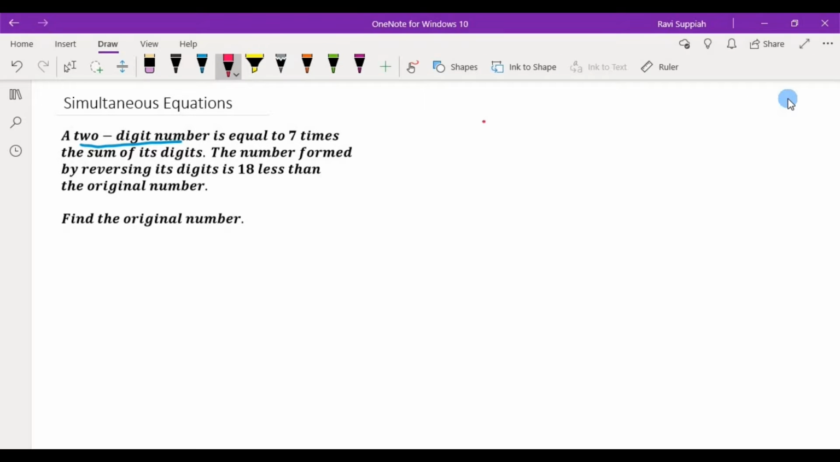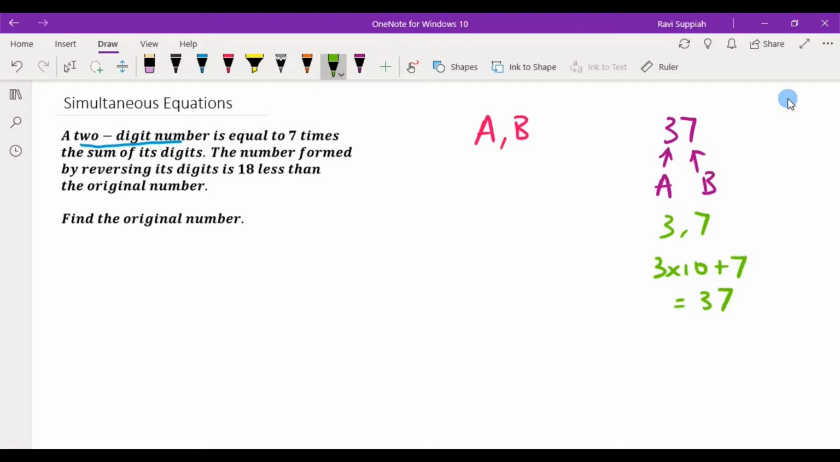Okay, let's first define our two digits. Let's call them A and B. If the number was, for example, 37, then A would be 3 and B would be 7. A represents the digit in the tens position, and B represents the digit in the ones position. To get 37, I must take 3 multiplied by 10 and add 7.